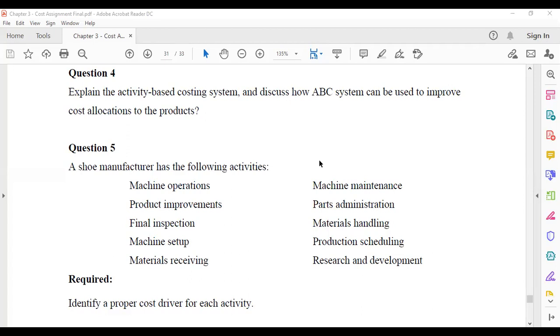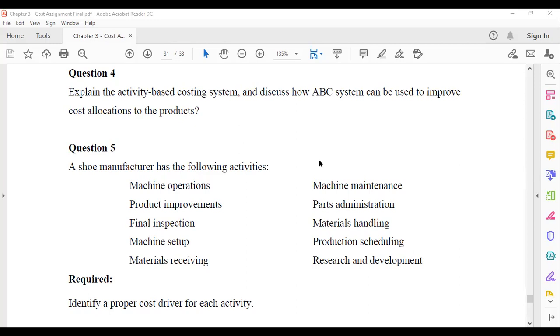Accordingly, the activity-based costing system was introduced, right? So that is our first paragraph. Okay, now let's move on to the second paragraph.